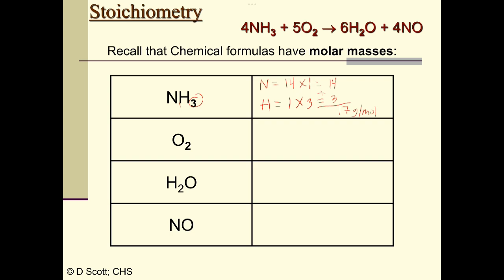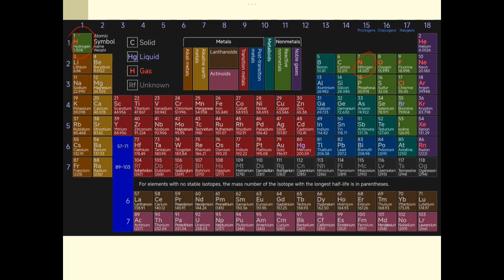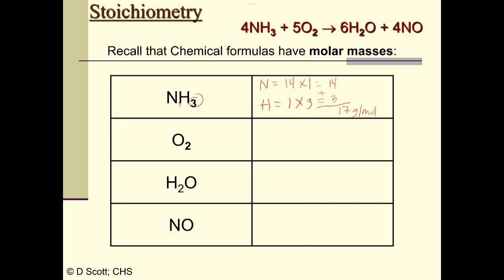Let's try this again for oxygen gas. Going back here to our periodic table, oxygen has 15.99 as its atomic mass unit. So we're going to round it off, and it will become 16. So write 16 here, and then you multiply it by 2 because that is the number of oxygen atoms present. So 16 times 2 will be 32 grams per mole.